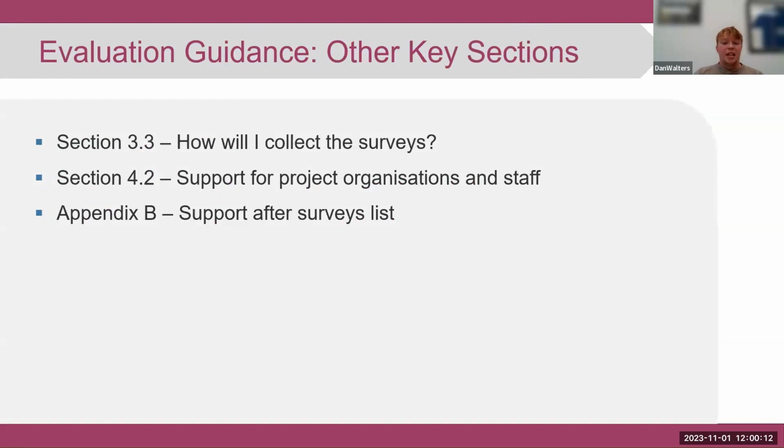In terms of the key sections in the guidance, I'd recommend really going through the guidance in detail and trying to understand as much as possible, but just to highlight a few key sections. Section 3.3 is really important: how will I collect the surveys? Section 4.2 as well. Sorry, to go back to section 3.3, this is all about whether you will be doing it by paper, online, or QR codes. Section 4.2 is support for project organizations and staff. We offer email templates and scripts for you to use if you wish. And in Appendix B, we offer a list of aftercare support organizations as well.